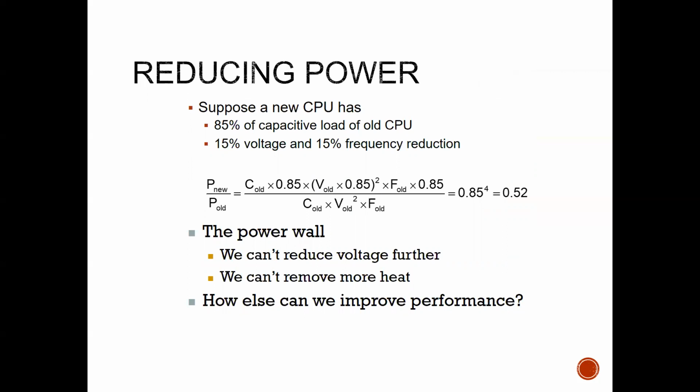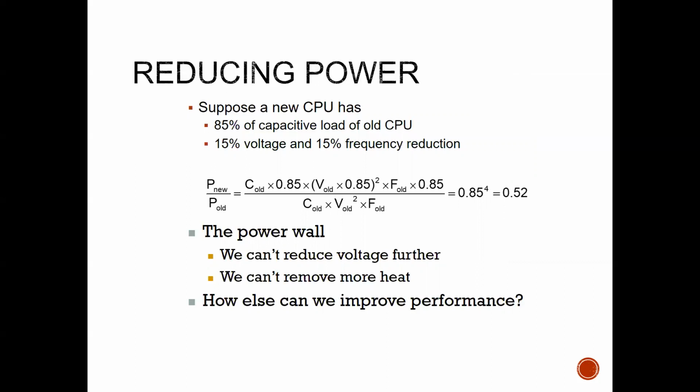Reducing power. Suppose a new CPU has 85% of the capacitive load of the old CPU, with a 15% voltage reduction and a 15% frequency reduction. Okay, power new over power old. See how to calculate. The power wall: we cannot reduce voltage further.